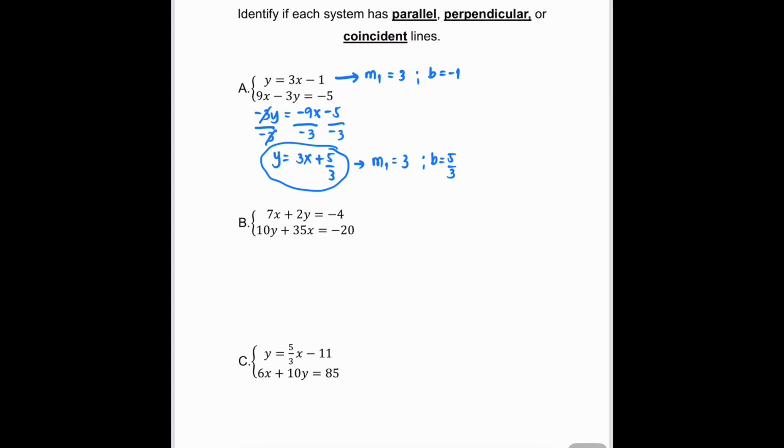All right, so comparing their slopes and their b values, right?